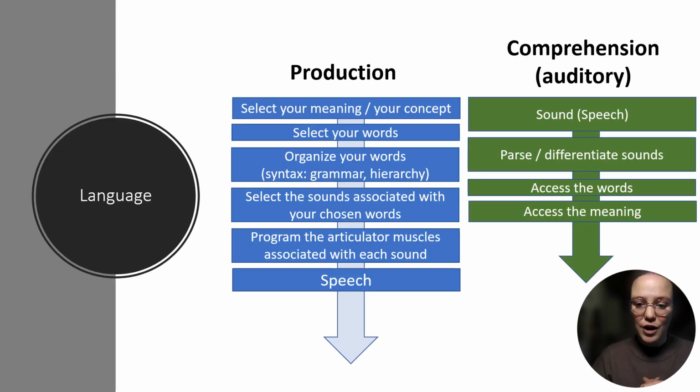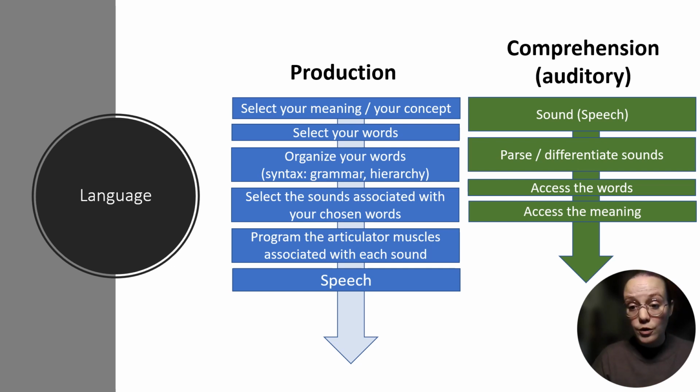This is a nice infographic that I made many years ago to just break down the pieces of what goes on when we produce language and when we understand language. And in this case, I'm thinking about language coming in through our auditory system. So in the production side, first we select what we want to say, the meaning, the concepts that we want to convey. Broadly, we call that semantics.